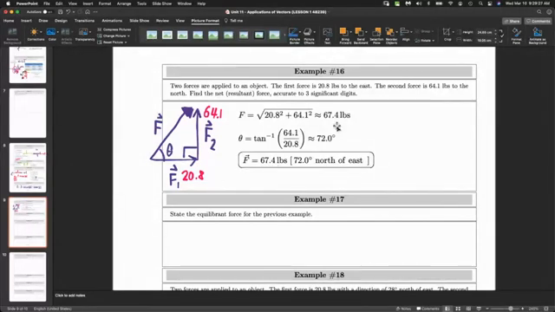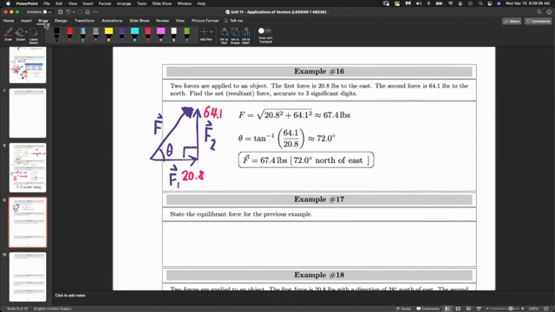See, we have the magnitude of 67.4 pounds, and we have a direction. In this case, it's 72 degrees, this angle. Remember that there is an implicit, it's understood that there's a north and east here. I'm using the standard notation and convention there. So we have a direction that is 72 degrees north of the east axis, so north of east.